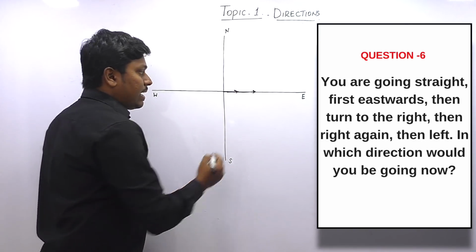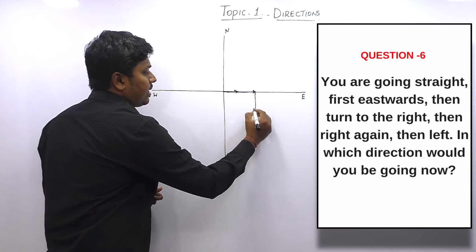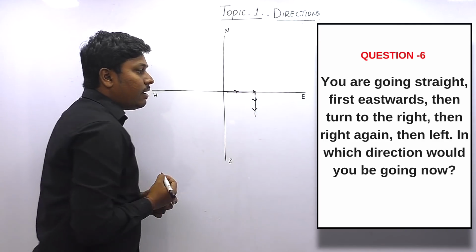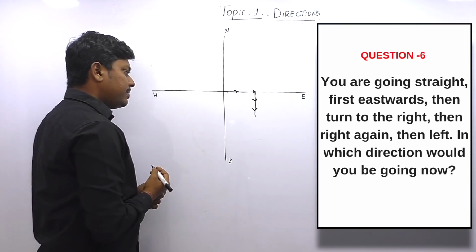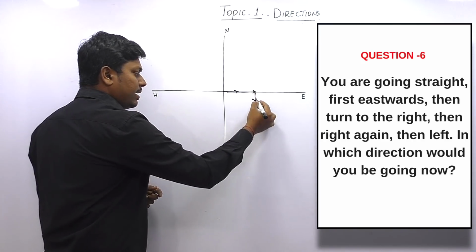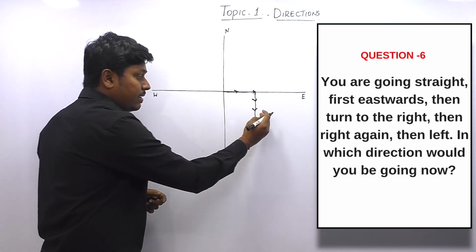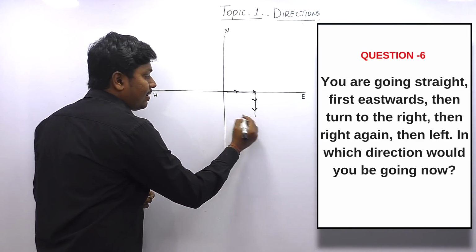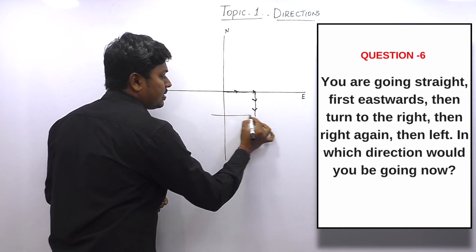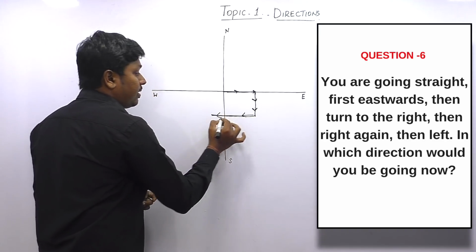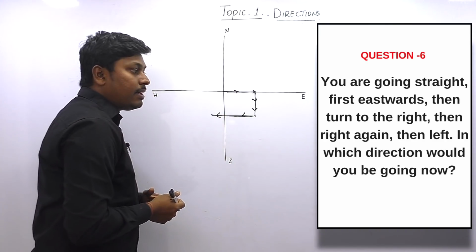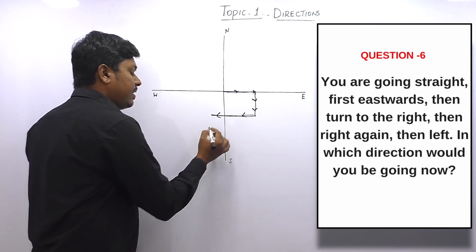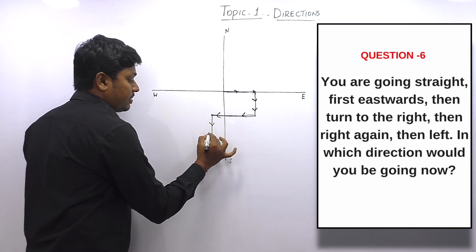Then turn towards right. So if he is turning right, then he will be in this direction, and then again turning right. Then if he is walking in the southern direction, right hand side will be this side, left hand side will be this side. Now he is taking a right turn. So let me fix it at this point. So he is taking a right turn. They didn't give you any distance. Then left turn, right? Finally he is taking a left turn. So left hand side will be this side.